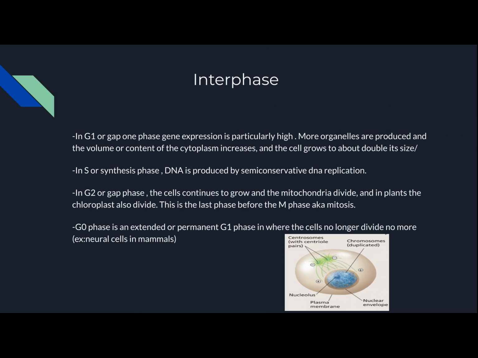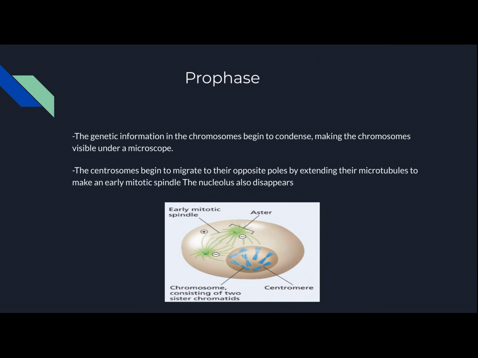And an example of this is neural cells in mammals. So here you can look at the pictures. Okay. So the prophase is essentially chromosome condensation. The genetic information in chromosomes begins to condense, making the chromosomes visible under a microscope, and then the centrosomes begin to migrate to the opposite poles by extending their microtubules to make an early meiotic spindle.